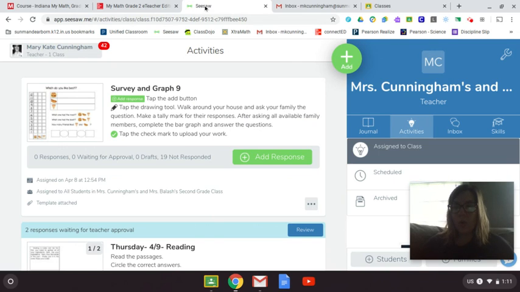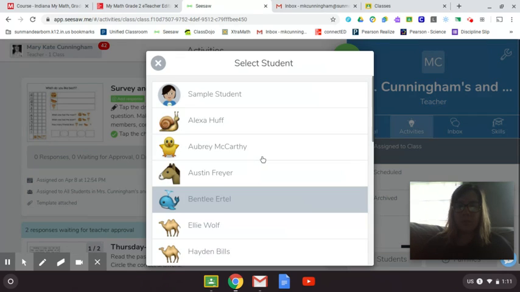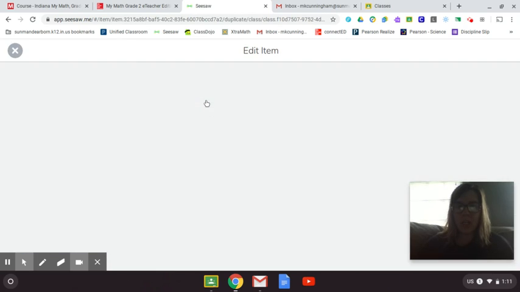Okay, so what activity you're going to do today? You're going to go to Seesaw and you're going to hit add response on this survey graph. And it says tap the drawing tool. Let me go in as a sample student here. And I'm going to go up and I'm going to read the directions.